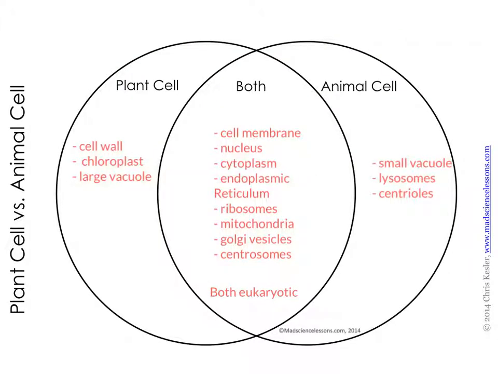Okay, for our compare and contrast Venn diagram, I went ahead and just gave it to you all at once. So the majority of the information is contained here, here, and here. This is just a collection of organelles that exist within each cell. So on this side, these are the organelles that exist only in plants, and over here, these are the organelles that exist only in animal cells. And right here in the middle, these are the organelles that exist in both. And as I've mentioned already, both of these cells are eukaryotic.